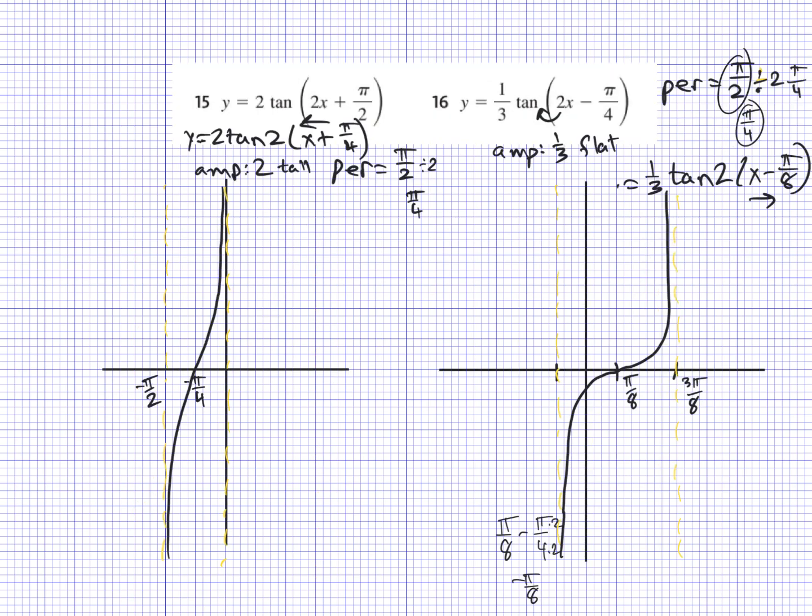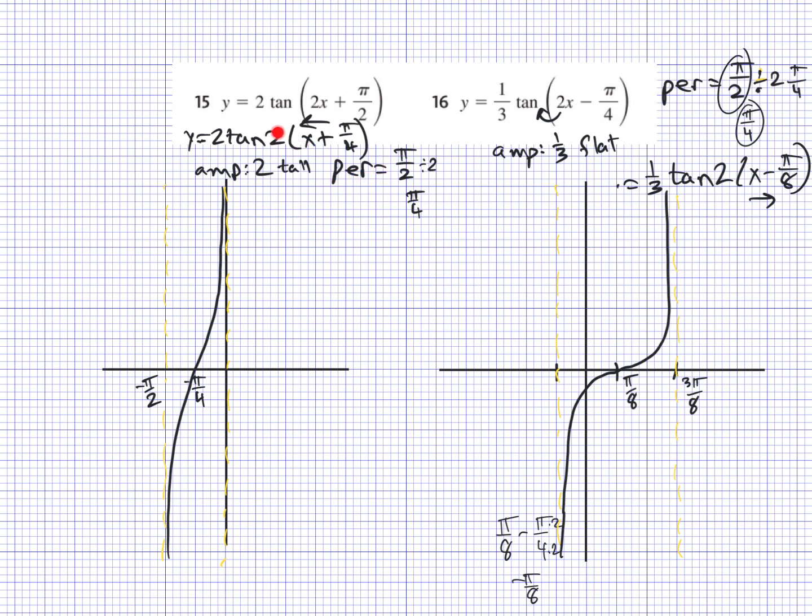Number 15. We're going to shift to the left. We got to divide off the 2 here. And pi over 2 divided by 2 is pi over 4. So we're shifting to the left by pi over 4. So our origin now has shifted to the left by pi over 4. Our amplitude is 2, so it's going to be longer and taller.